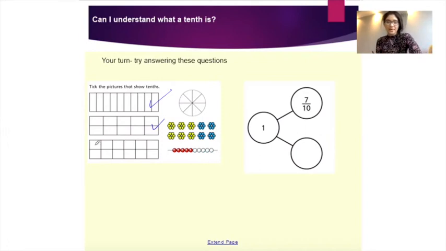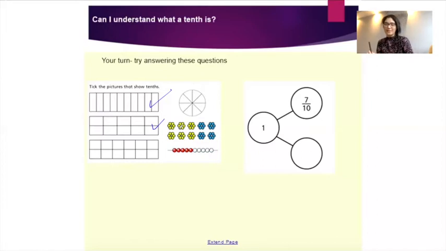Next one. 1, 2, 3, 4, 5, 6, 7, 8, 9, 10, 11, 12. Oh no, that does not show tenths. That has 12 parts, so it would not be a picture that shows tenths, so I'm not going to tick that. Let's try this circular picture here. 1, 2, 3, 4, 5, 6, 7, 8. This would not be a picture that shows tenths either because it only has 8 parts.